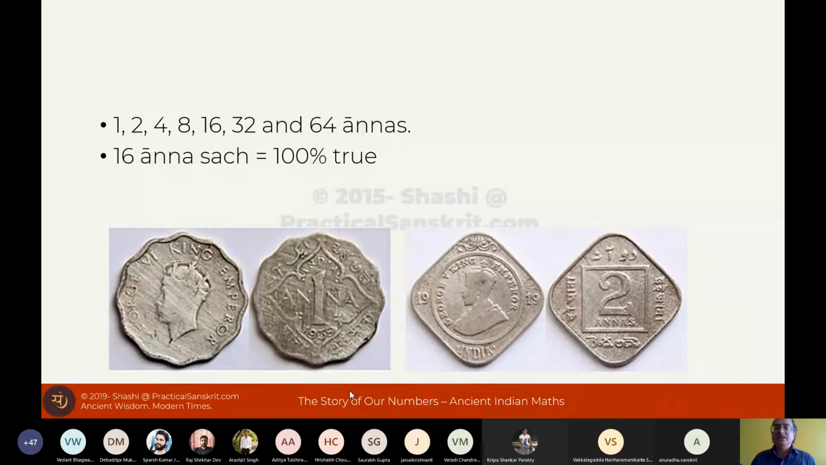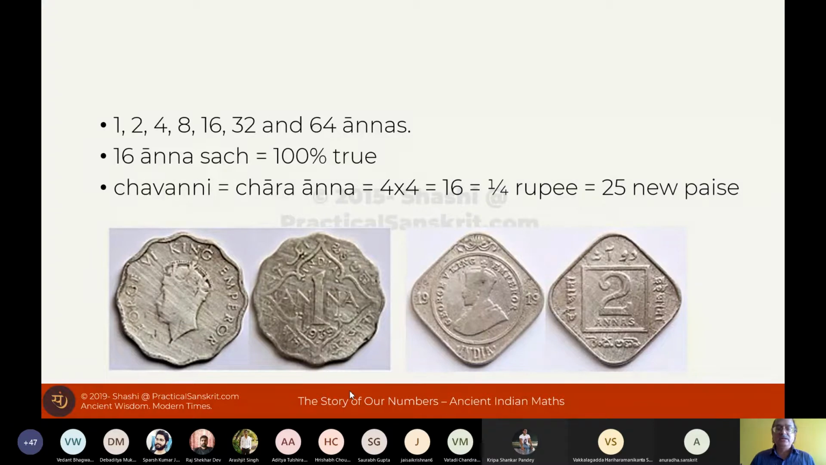And there's a saying in Hindi, Sola ane sach. Sola ane sach means it is 100% true. Why Sola ane sach, right? That is because the Sola makes 1 rupee, which is 100%, which makes a full rupee, right? And the words we have, Chavanni and Athanni. Chavanni is Char Ana, which is 25 paise. Why is that? Char Ana is 4 into 4, which is 16, and which is 1/4 of a rupee, right?